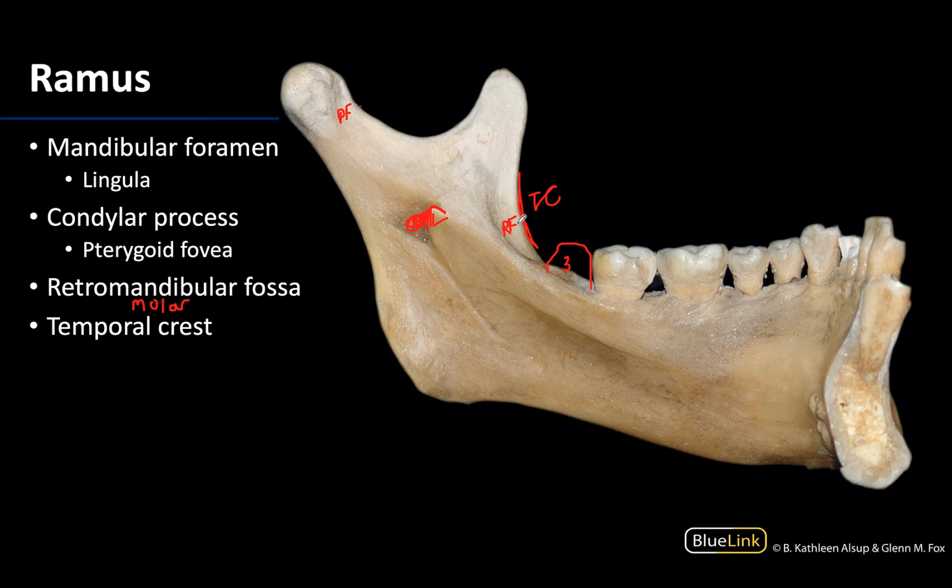All right, so that wraps up the wonderful world of the ramus of the mandible. I hope you're really beginning to appreciate its importance in terms of the temporomandibular joint, as well as a site of attachments for the muscles of mastication.